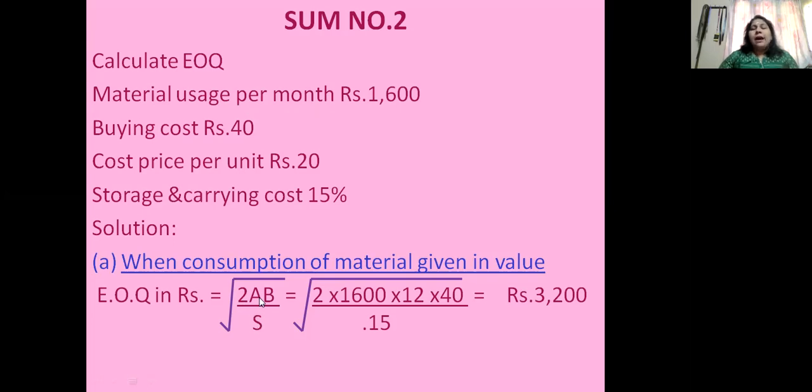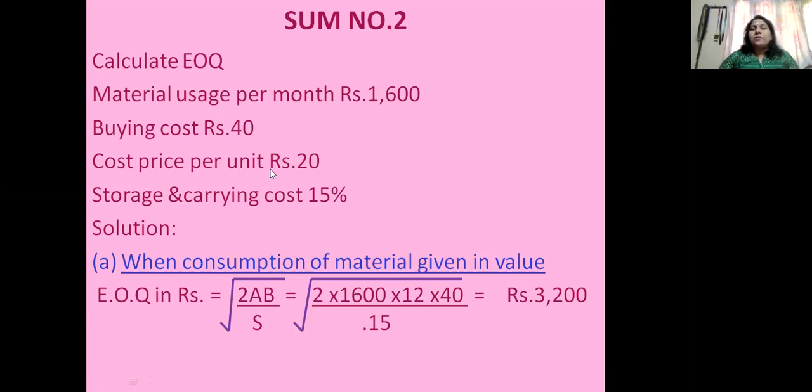A always stands for annual consumption, I mean usage or consumption for a year. But the usage in this problem is given for a month, so it's our work to convert this value into per annum. So how do I proceed? 2, by default, the formula itself has 2. 1600 is the usage per month, into 12, because it's given for a month and I want to convert it for per year. So into 12 months. Into what is my buying cost?